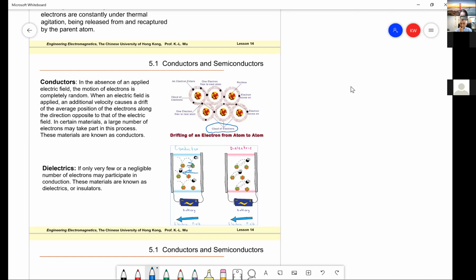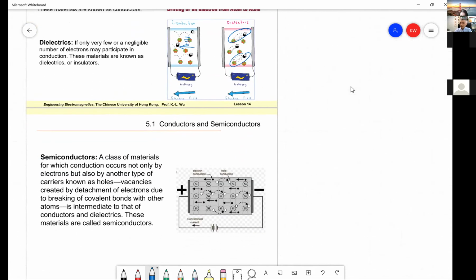Another material we call dielectric material. For those materials, the electrons are tightly bound to the nucleus, and very few electrons can be driven by an electric field. It's tightly bound to its own nucleus, so even though you apply an electrical field, you don't see an obvious current moving around.